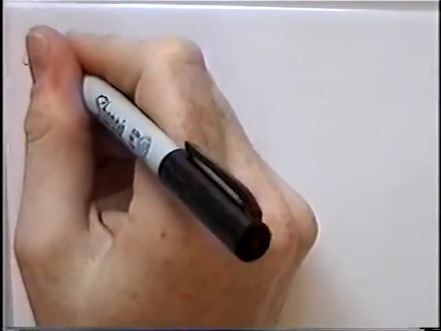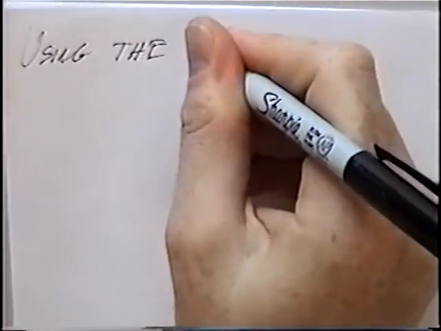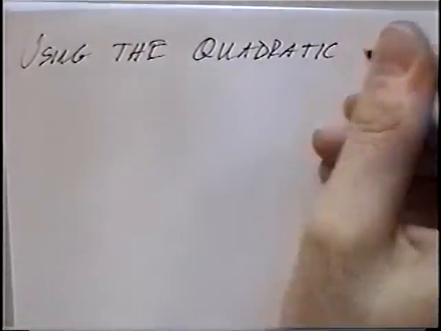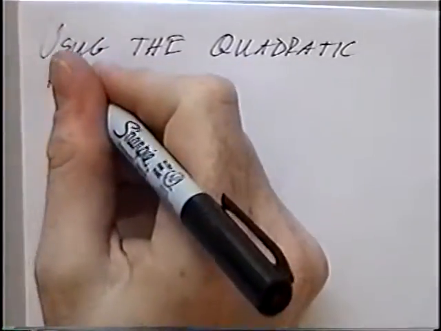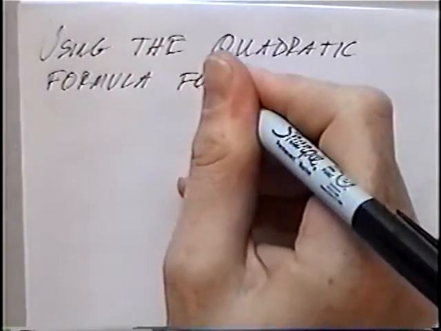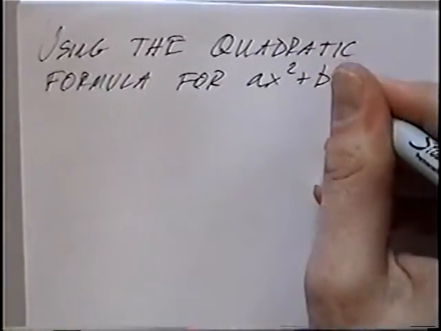Title of the first section is Using the Quadratic Formula. For ax squared plus bx plus c.